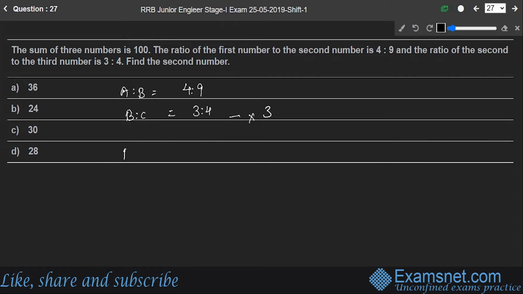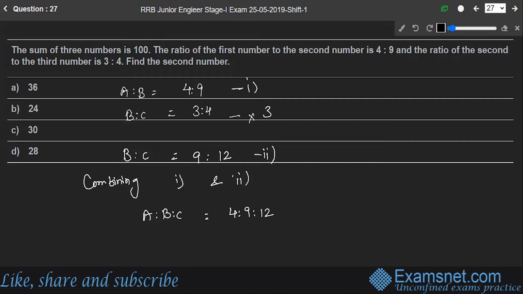So this will be now B is to C is equal to 3 3s are 9 and 4 3s are 12. Now let's say this is 1, this is 2, combining 1 and 2 equations. What you will have, A is to B is to C, this will be equal to 4 is to 9 is to 12.